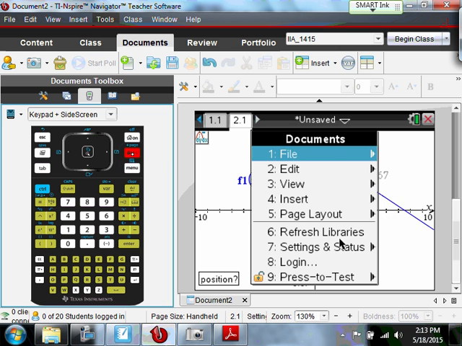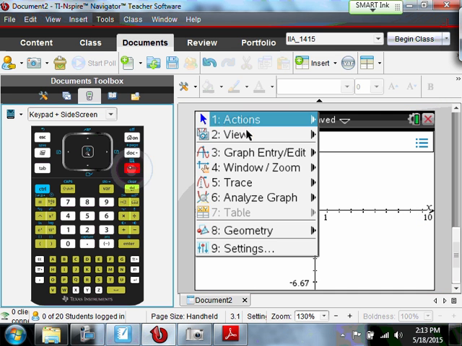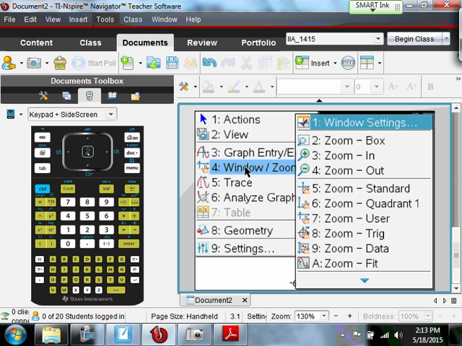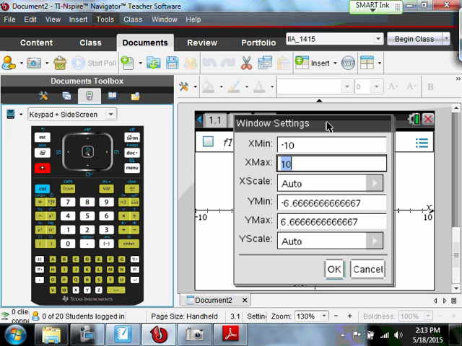I'm going to insert a new problem. I'm going to make this a graph page. Before I even graph this, I want to go to the window. What would make sense for an X-min? Could we leave it at negative 10? Negative 700 for an X-min? We could probably leave X-min alone, right? And we could probably leave X-max alone. But the Y needs to change.